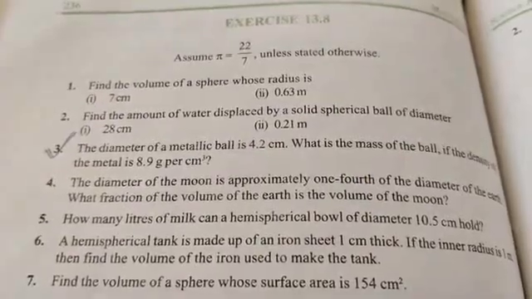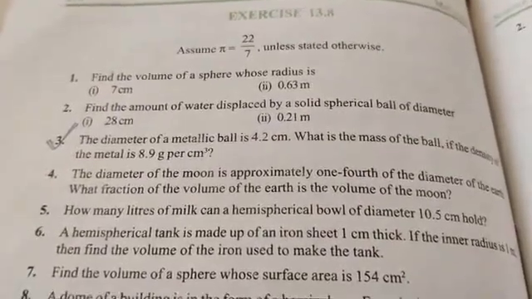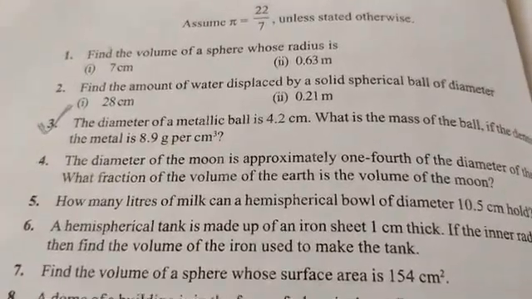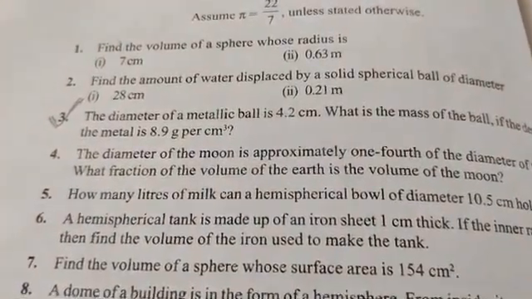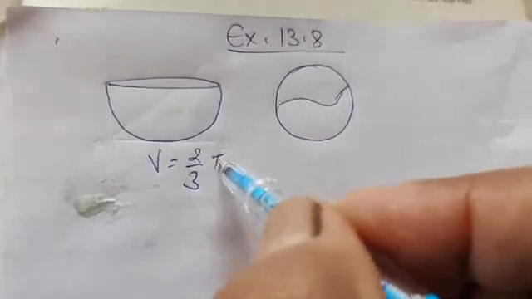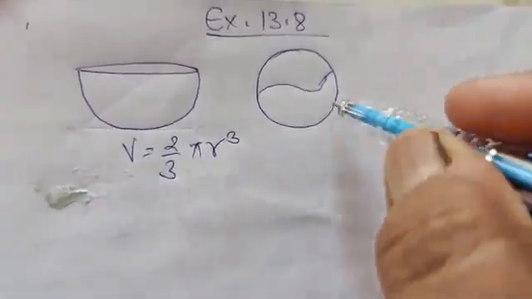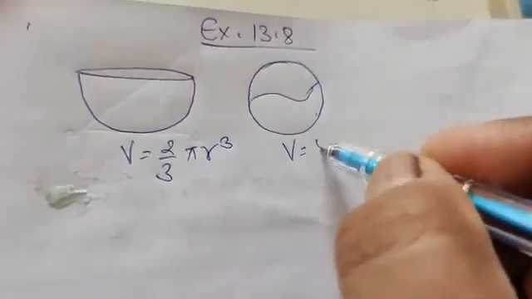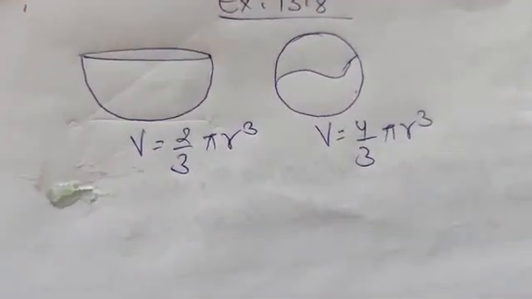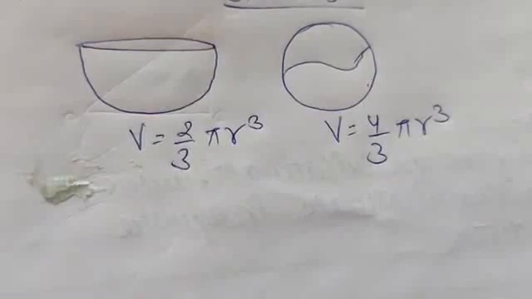Exercise 13.8 of the chapter Surface Areas and Volume. This exercise is related to the volume of sphere and hemisphere. The volume of a hemisphere is 2 by 3 pi r cube, and the volume of a sphere is 4 by 3 pi r cube. Now we will use these formulas for solving this exercise.